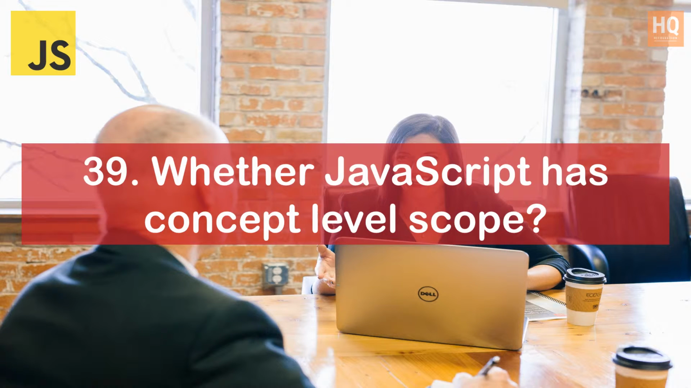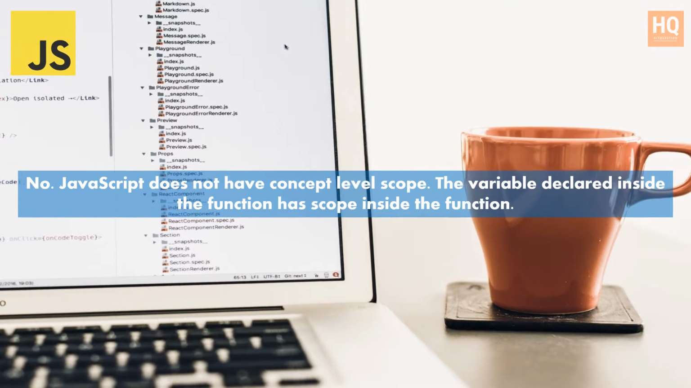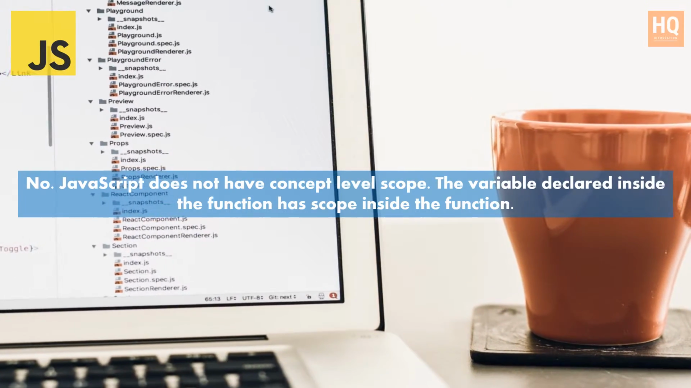Whether JavaScript has concept level scope. No, JavaScript does not have concept level scope. The variable declared inside the function has scope inside the function.